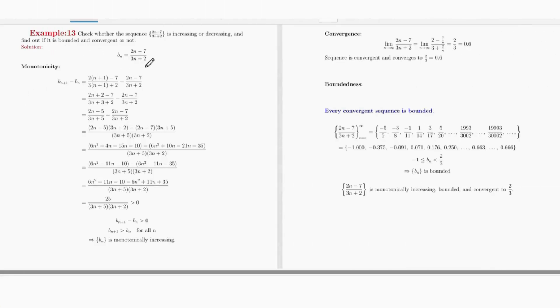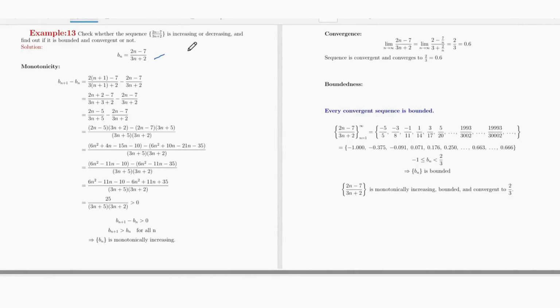Example 13. Check whether the sequence (2n minus 7) upon (3n plus 2) is increasing or decreasing, and find out if it is bounded and convergent or not. Okay, so again this question is the same as we discussed earlier. Here the sequence is given, bn is equal to (2n minus 7) upon (3n plus 2). So this is the nth term of the sequence.